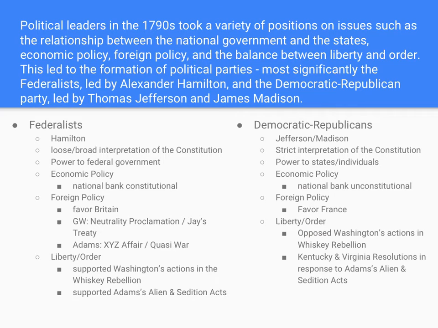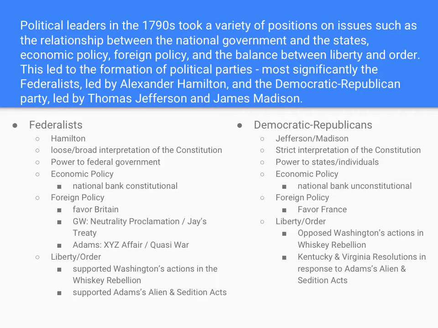So this next key concept deals with the creation of those political parties. And as I kind of implied on the last slide, the two political parties were created as a result of the constitutional conflicts that occurred during the Washington and Adams administrations.